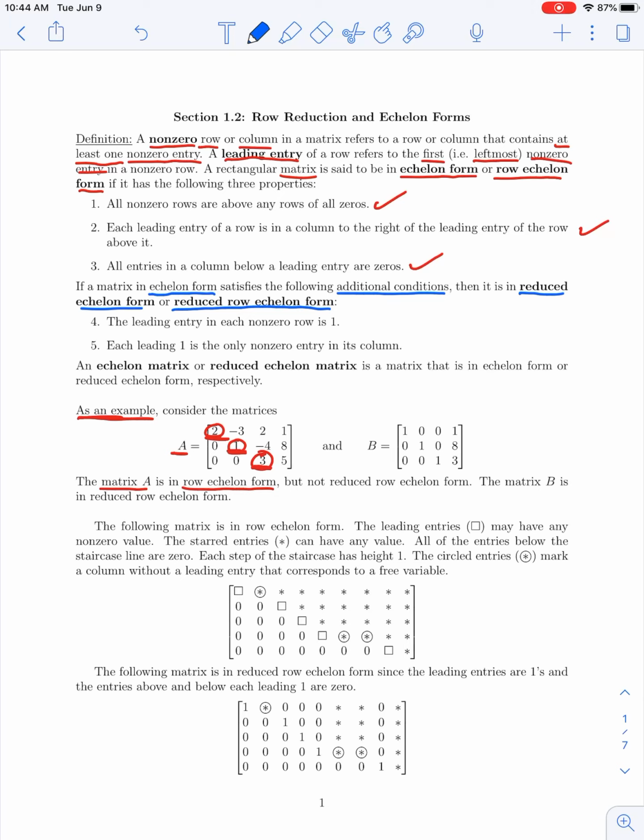So let's look at these. Condition 4 is that the leading entry in each non-zero row must be 1. And the fifth condition is that each leading 1 is the only non-zero entry within its column.